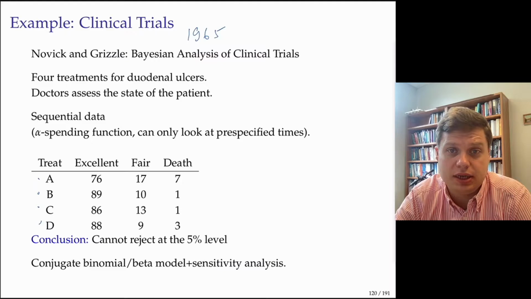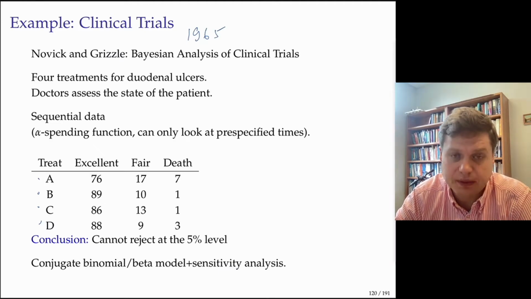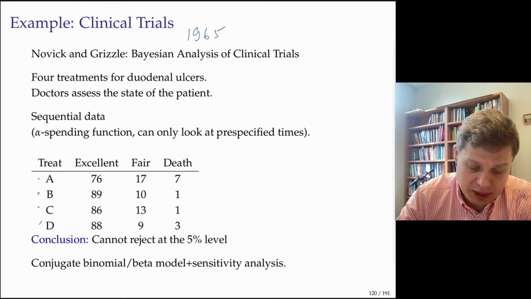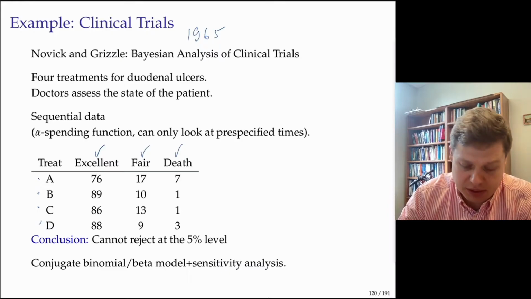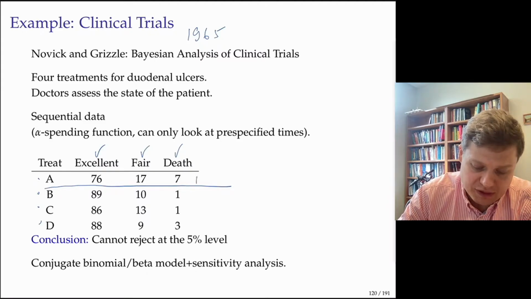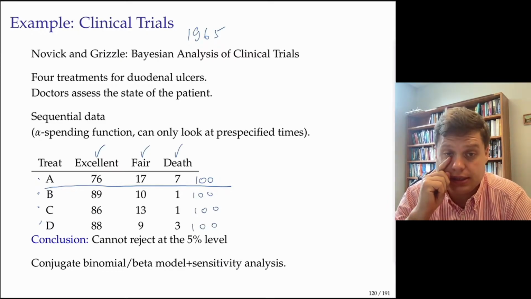And let's say you have sequential data, so data arrives in batches, and you can only look at the data at pre-specified times. But let's say you receive the data, and here are the outcomes of 4 of those treatments. You have 3 possible outcomes: excellent, fair, and death. And there were 100 people in each of those treatment groups. If you sum up all the values here, you'll have 100 people in each of those groups. So there were 400 people total in this study.